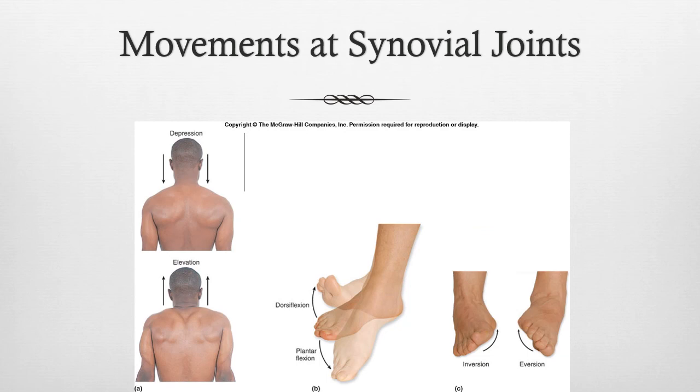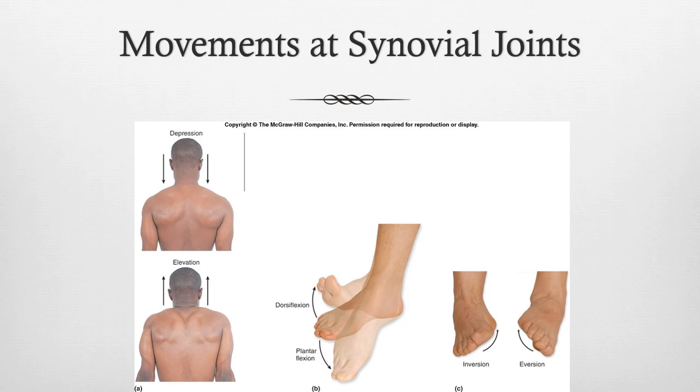The shoulders can continue to do other things as well. So we said that it was a multi-axial joint, and so we can do depression and elevation. Depression is basically getting them into anatomical position. Elevation is shrugging the shoulders, bringing them up.